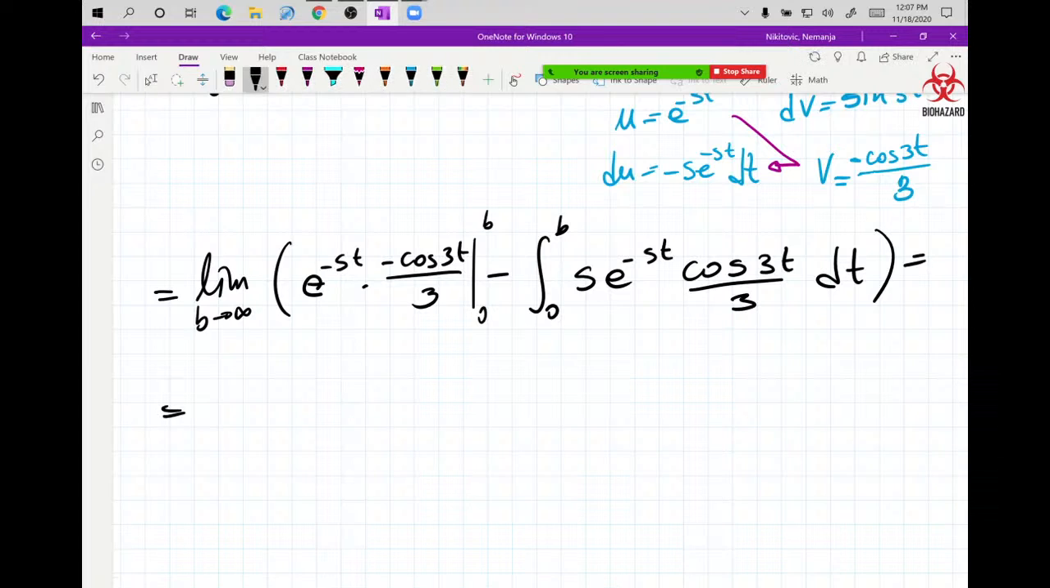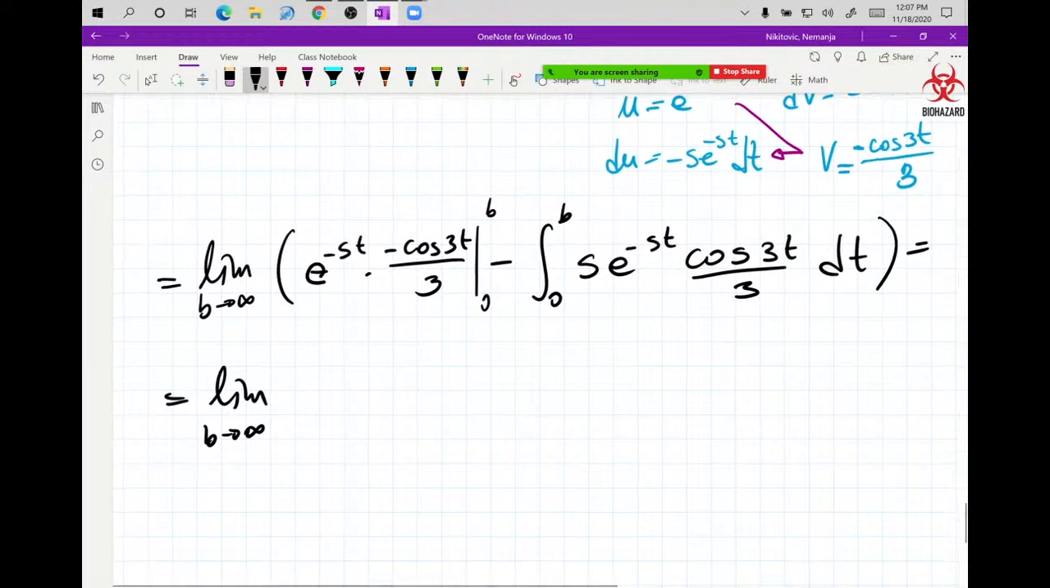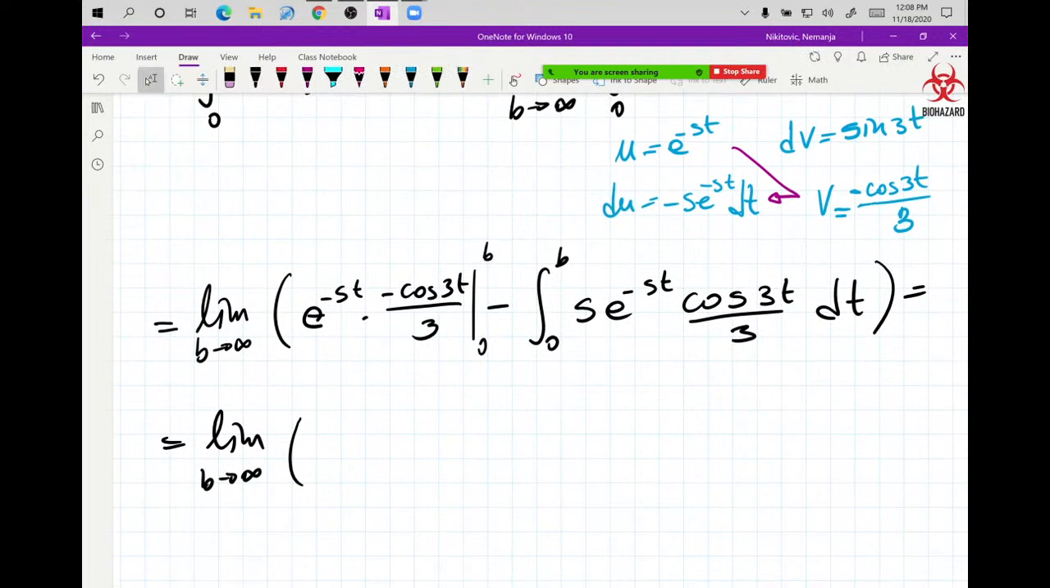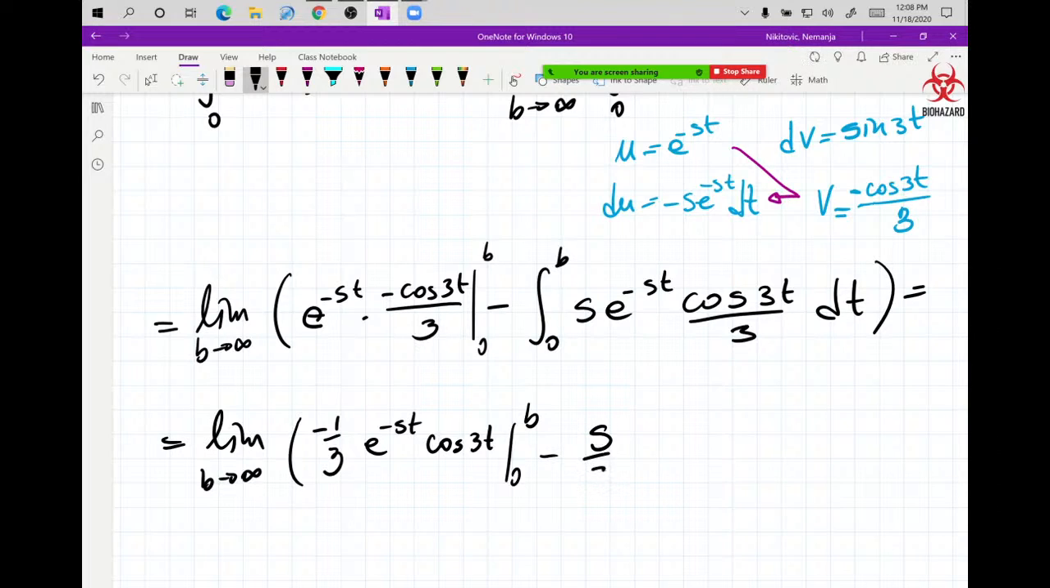Now we have to simplify the algebra in this one. So what do I have on the first one? I have a negative 1/3 e to the negative st cosine 3t from 0 to b. Minus, and now I'm going to kick s over 3 outside so that I can't forget it later and mess up. And have this integral 0 to b e to the negative st cosine 3t dt.